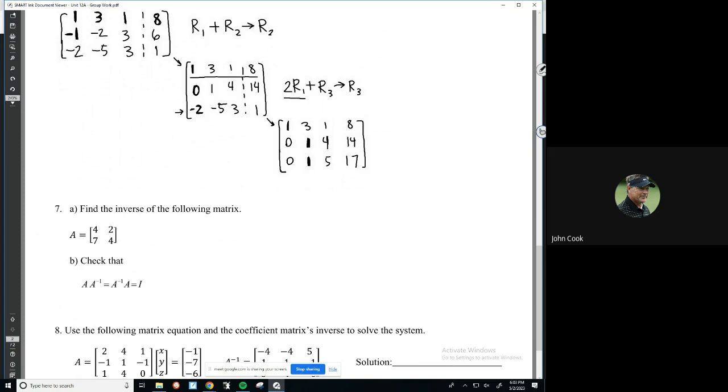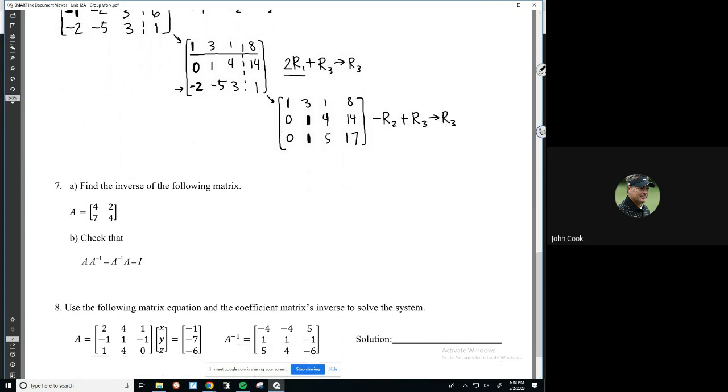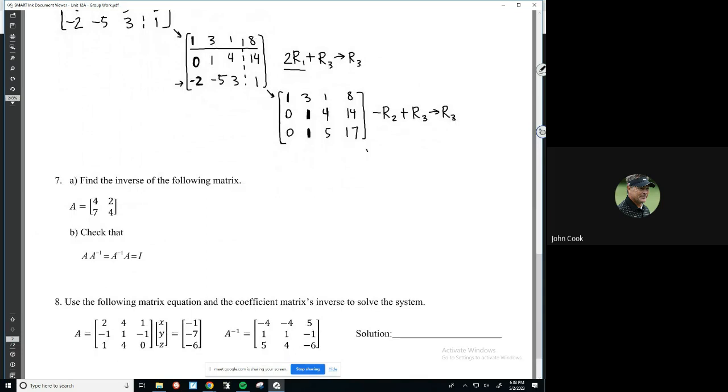So the way that I'm going to do it is this way. I'm going to take row number 2. I'm going to multiply it by -1, and I'm going to add it on to row 3, and that's going to be my brand new row number 3. And this should put us into row echelon form. Let's see what we get.